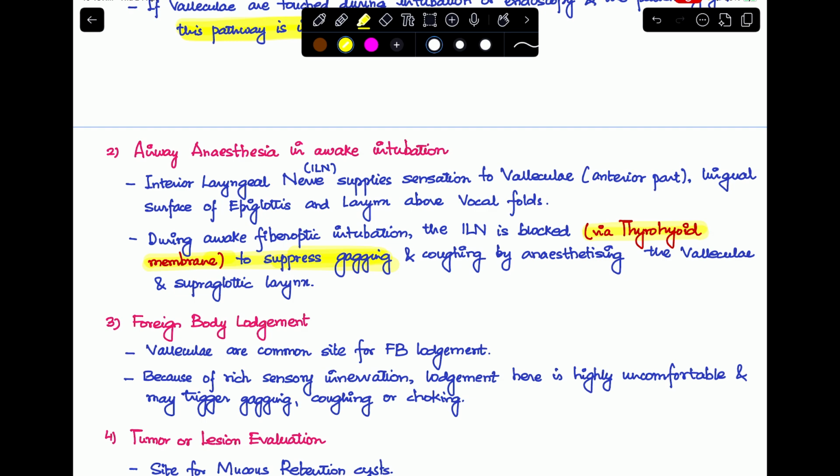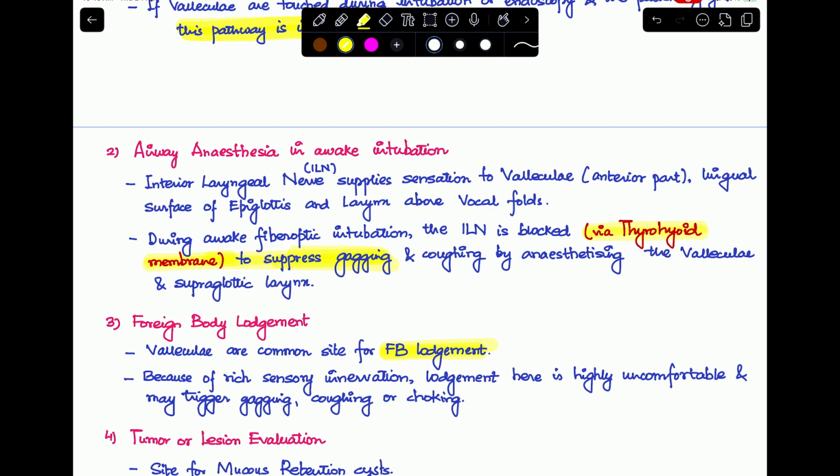Next, the vallecula being a cup-shaped depression, because of its location, it is also a very common site of foreign body lodgement. For example, a fish bone getting stuck in the throat and the patient complaining of a foreign body sensation in the throat. Because of this rich sensory innervation, lodgement here can be very uncomfortable, and this can trigger gagging, coughing, and choking.